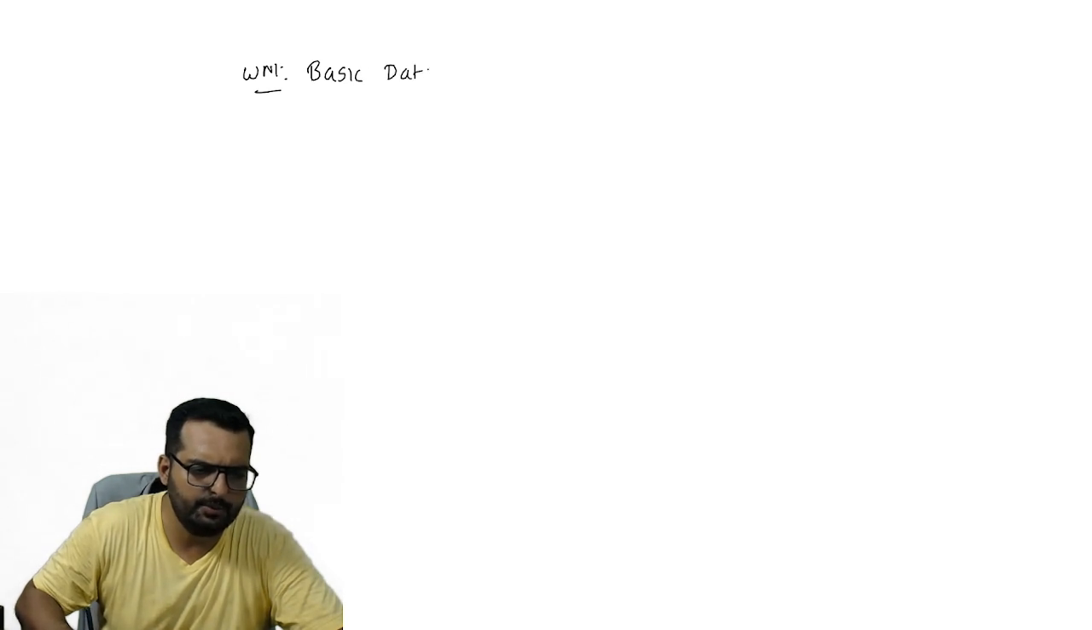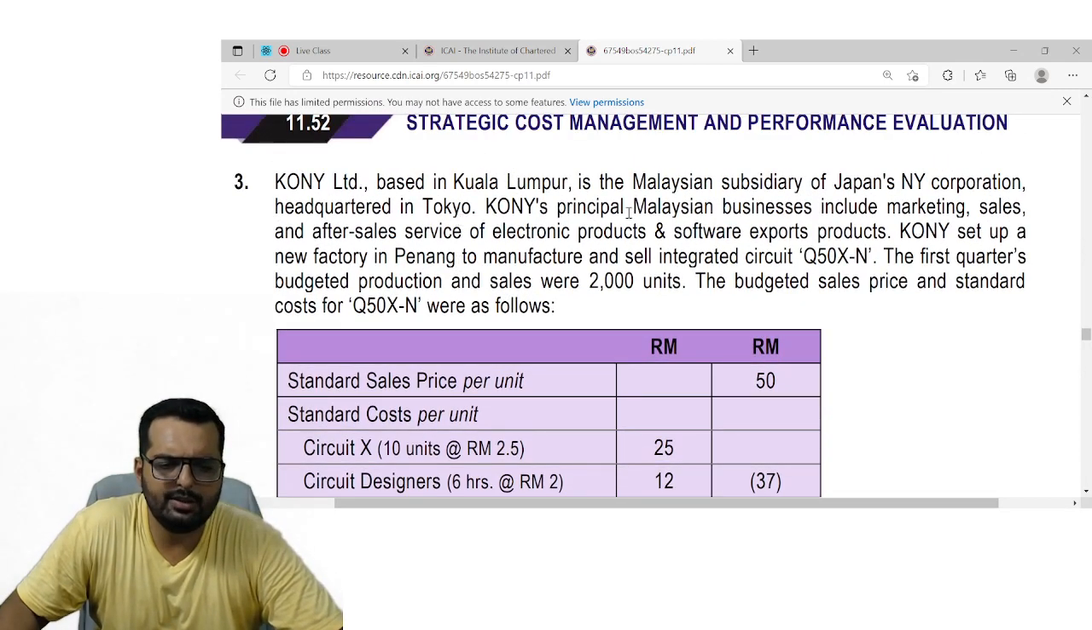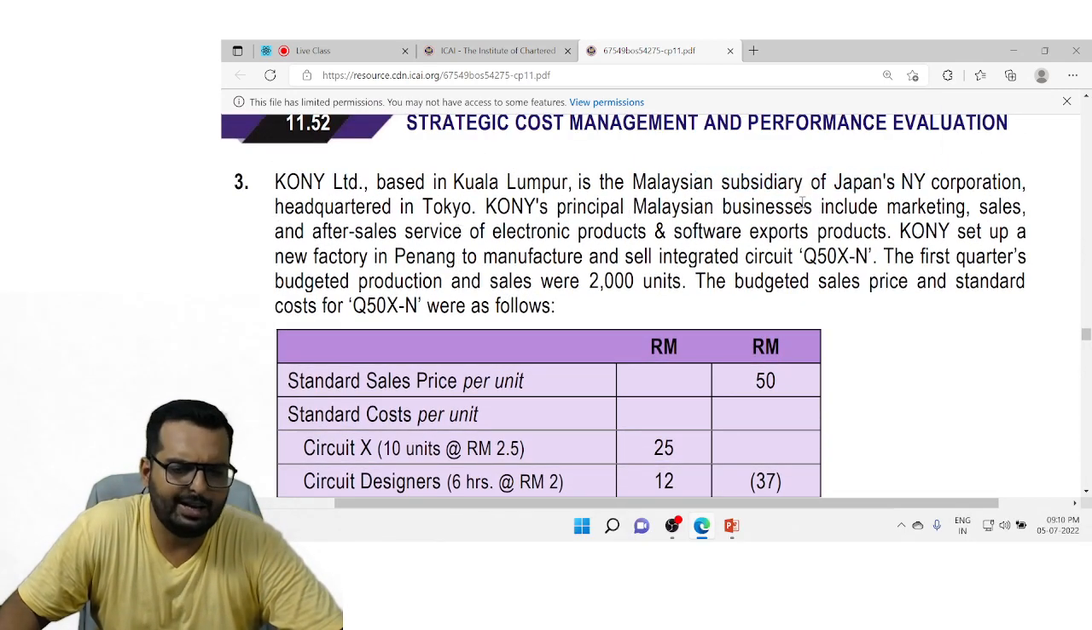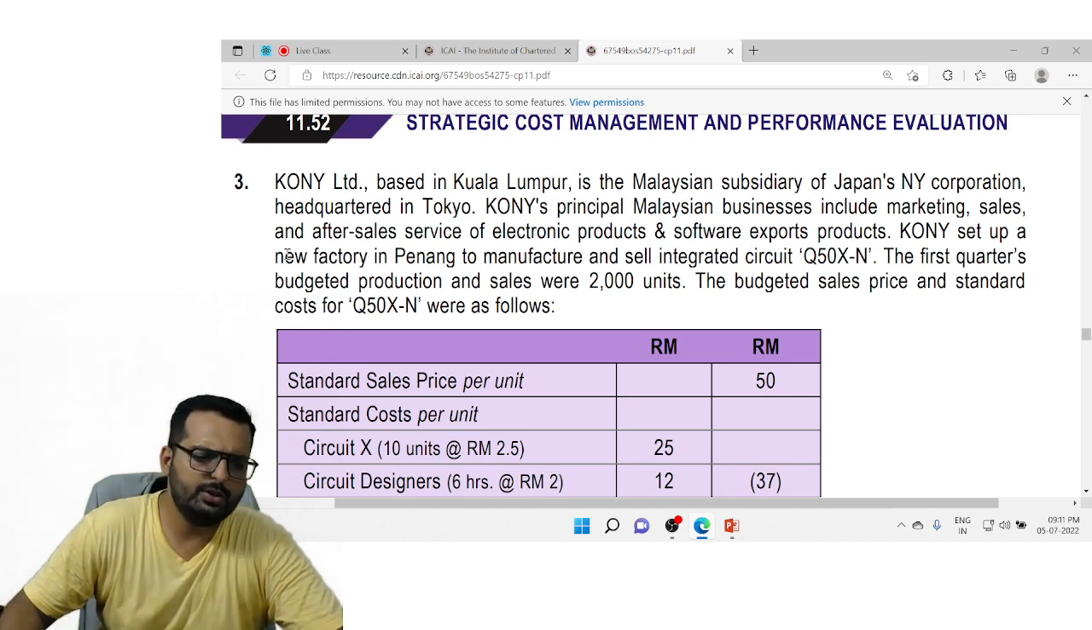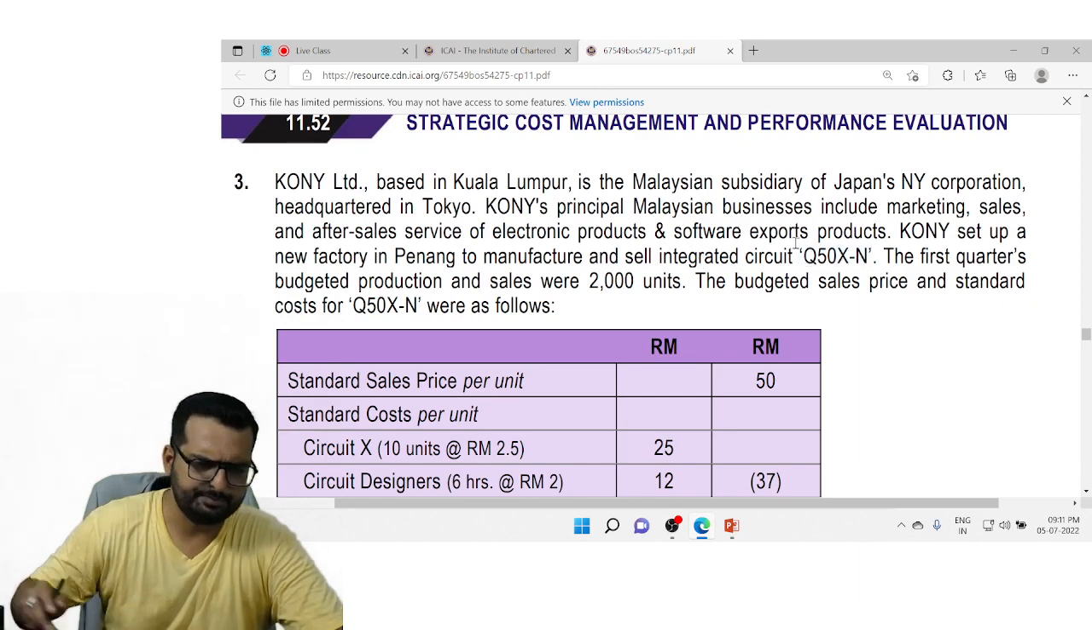Okay. I'll now write down working note number 1. Starting, Raj. We have just started now. Basic data. All right. So now, Kony, based in Kuala Lumpur, is a Malaysian subsidiary of a Japanese company. The principal Malaysian business includes marketing, sales, after sales service, etc. Kony has set up a new factory in Penang to manufacture and sell integrated circuit Q50.